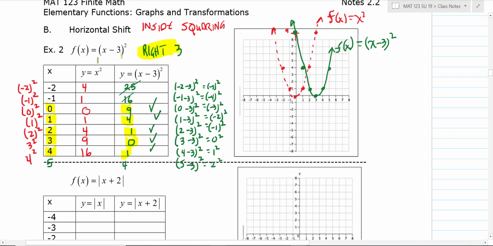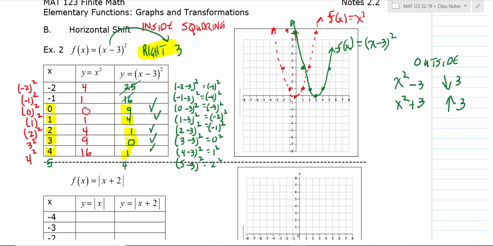And you'll learn to realize that it's almost opposite of what it seems like it would be. But if that's a minus, then that'll go to the right 3. And see, that 3 has to be inside of the function. If it was x squared minus 3, that would be down 3. If it was x squared plus 3, that would be up 3. See, the 3 is outside of the function. It's outside of that squaring. So that's totally separate. But if it's inside, if you have x minus 3 squared, it turns out that goes to the right 3.